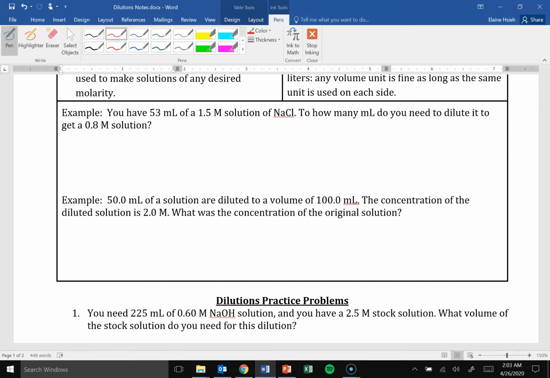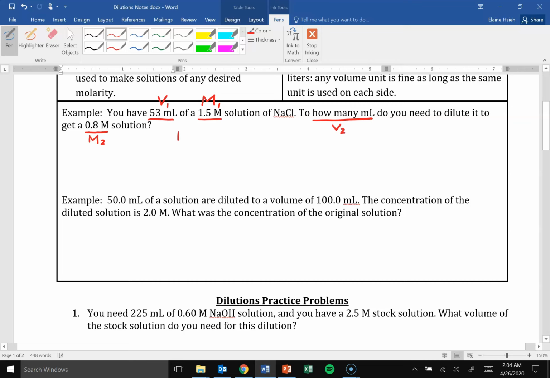Let's look at our givens. We know that the original solution had a concentration of 1.5 molar, so that is M1. We also know that we have 53 milliliters of it, that is V1. We know that we are going to dilute it to 0.8 molar, that is M2. And we're looking for milliliters of the solution after the dilution, so we are looking for V2.